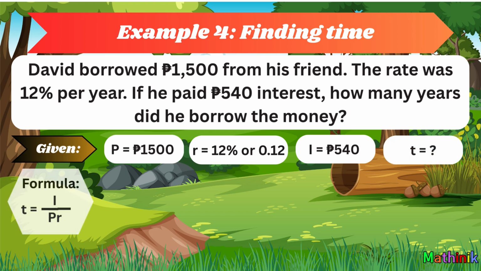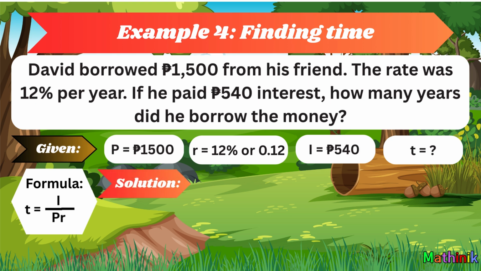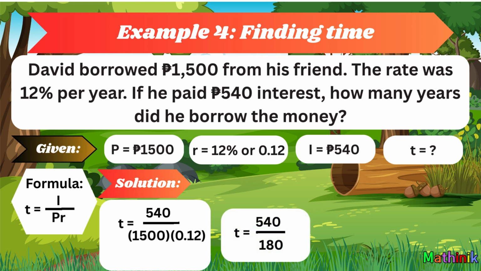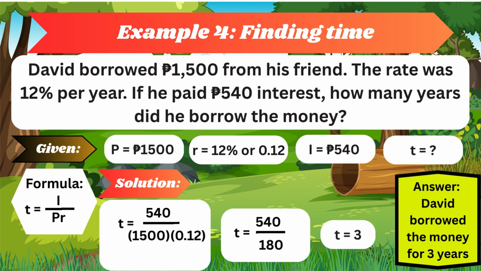Formula. Time equals interest over principal times rate. Solution. Put the given values in the formula. We have time equals 540 over 1,500 times 0.12. Multiply the denominator. We have time equals 540 over 180. Then divide 540 by 180. We have time equals 3. Thus, the final answer is David borrowed the money for 3 years.